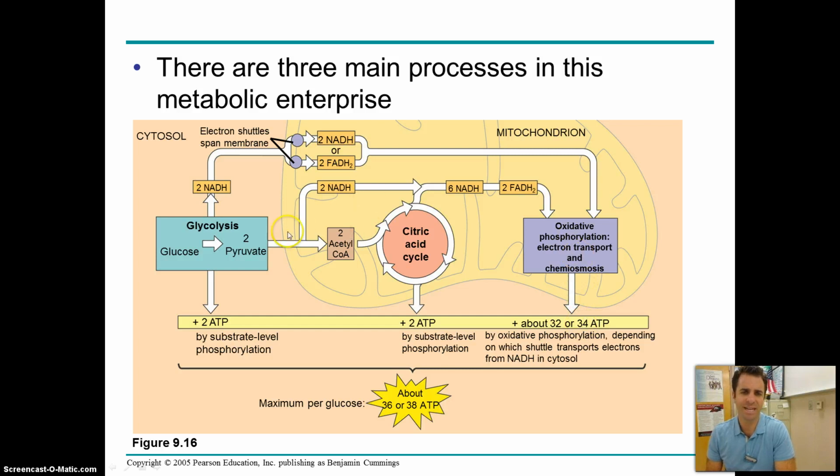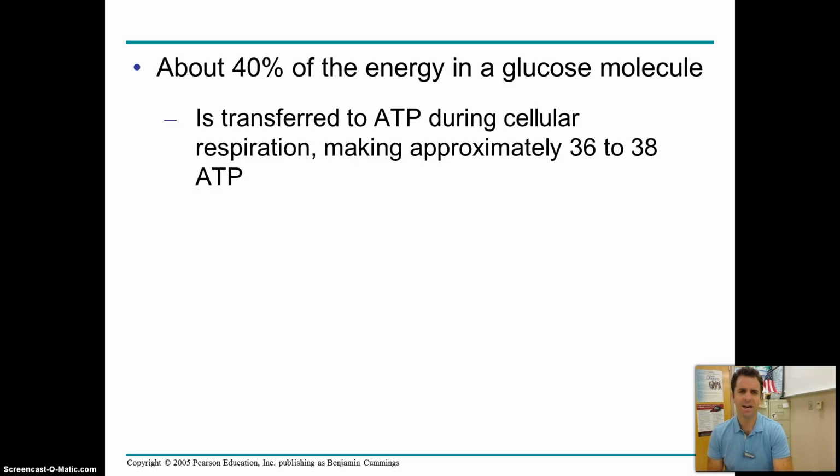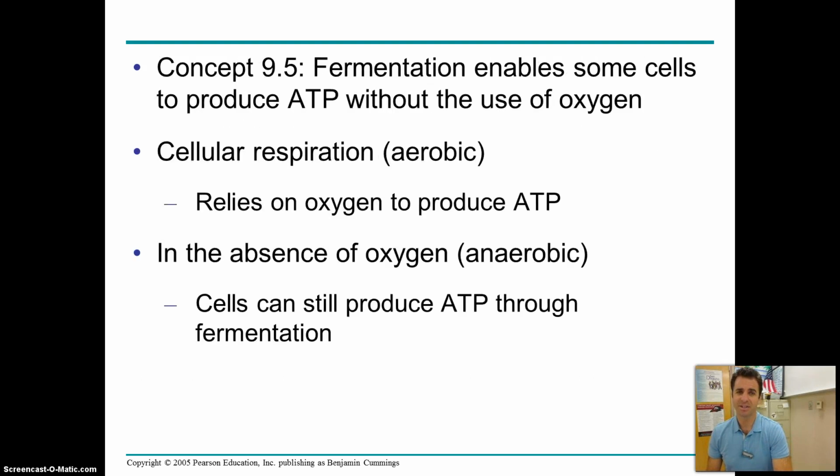We also get 2 NADHs from moving pyruvate and converting it to acetyl-CoA. We get 6 NADHs and 2 FADH2s from the citric acid cycle. Plus, remember, it makes 2 ATPs from substrate level phosphorylation. All those electrons from the electron carriers go into the electron transport chain and chemiosmosis for 32 to 34 more ATPs, for a total of 36 to 38 total ATPs from one molecule of glucose. All this came from one original glucose. 40% of the energy in a glucose molecule gets transferred to ATP. That's a lot of energy that was stored in those bonds.